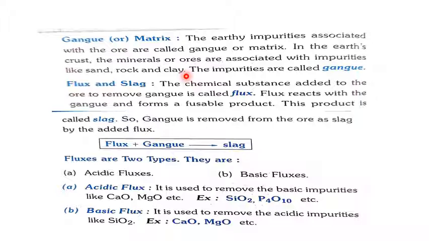So gangue is removed from the ore as a slag by adding flux. So fluxes are two types. They are acidic fluxes or basic fluxes. Okay, when metal is extracted from earth crust, that metal contains basic impurities like CaO and MgO. Those are removed by acidic fluxes like SiO2, P4O10, etc. Next, when metal is extracted from earth crust that contains acidic impurities like SiO2, that is removed by basic fluxes like CaO, MgO, etc.